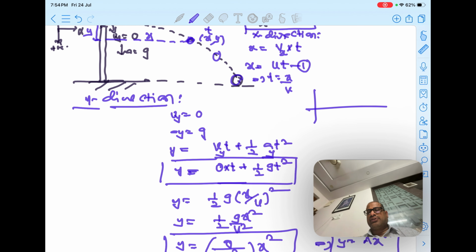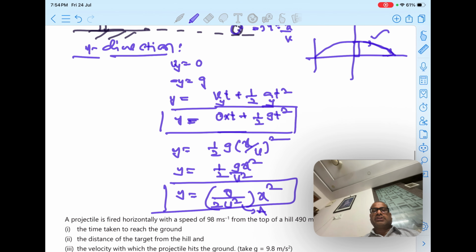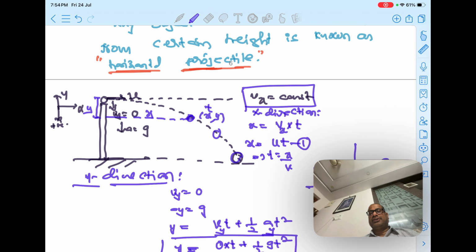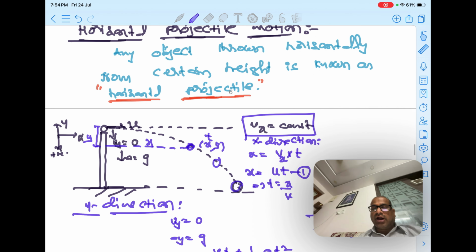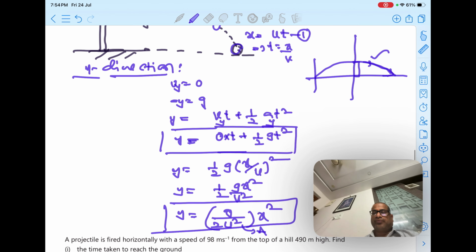Like the way we have seen in oblique projectile, you can consider this half portion from the maximum height. This horizontal projectile is part of a parabola. So y is equal to a x square is also the equation of a parabola, and therefore the path of the horizontal projectile is also a parabola. Any object thrown horizontally from a certain height can be called a horizontal projectile, and we have seen that its trajectory equation is y is equal to g by 2u square into x square.